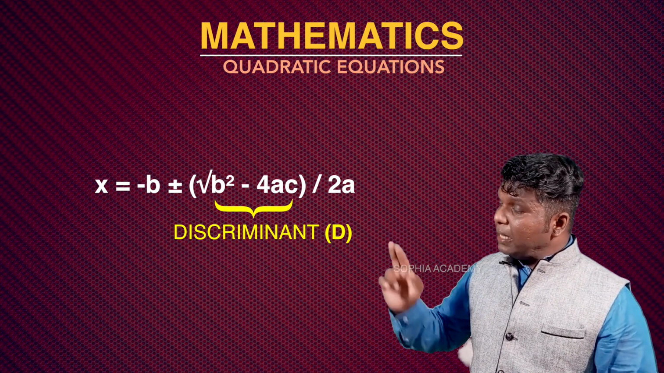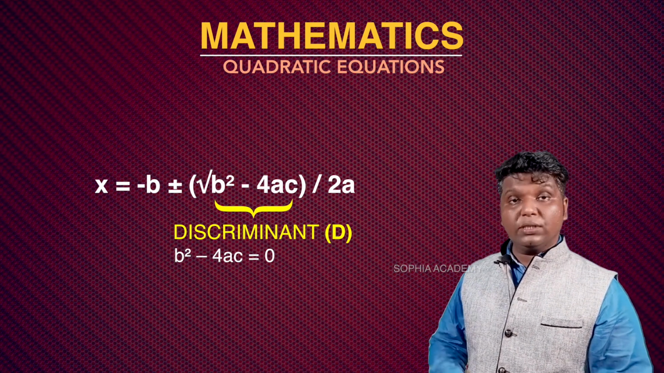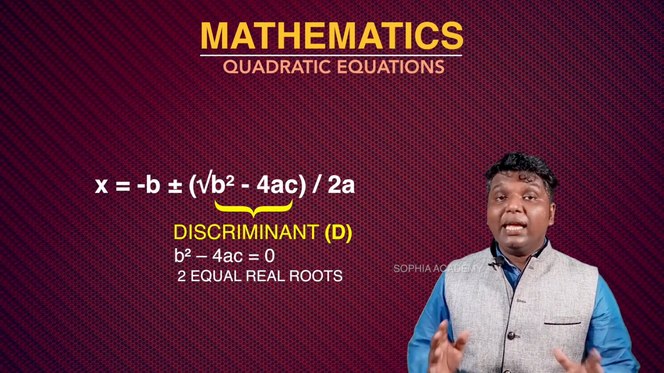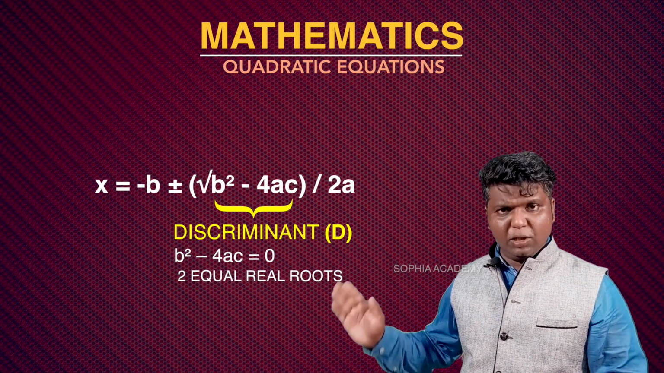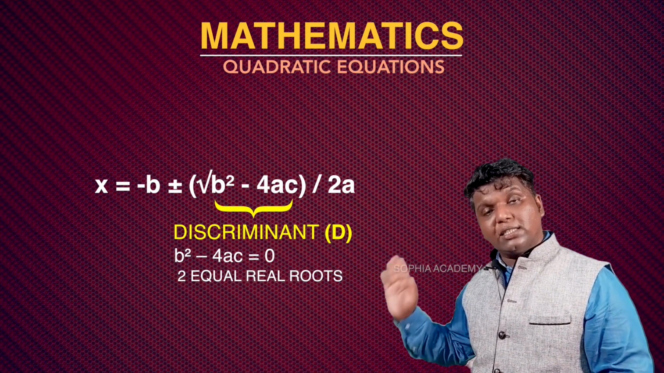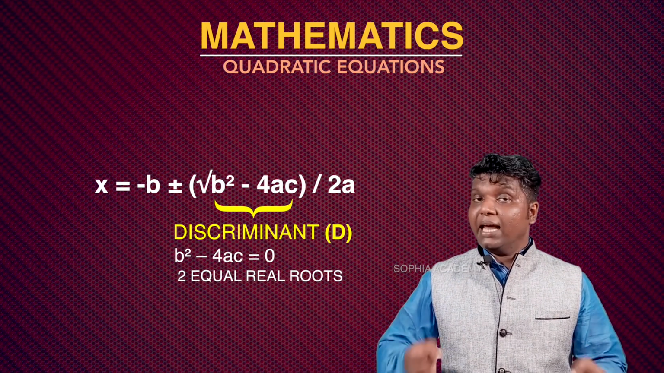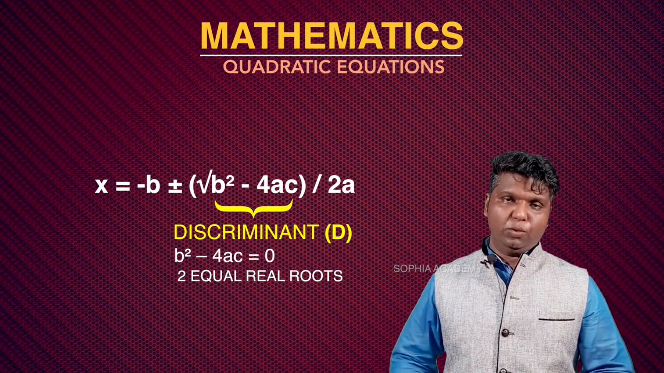And condition number 2: if b square minus 4ac is equal to 0, then they will have equal real roots. For example, if you got x is equal to 2, then the other answer is also x is equal to 2 itself. That means both of them will be the same. So we say they have equal real roots.